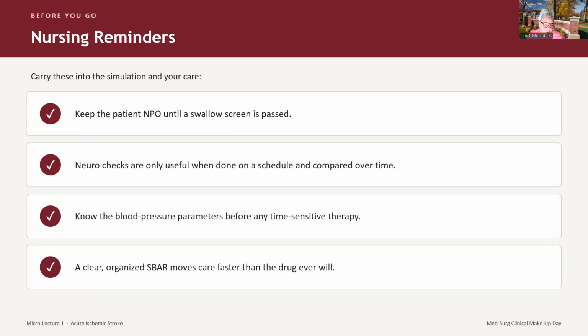And then you want to give a clear, organized SBAR because it helps move care faster than the drug ever will. Make sure that you say, the situation is that the patient has a new onset facial droop. They have arm drift. Their speech is slurred. They were, according to the family, 30 minutes ago, acting completely normal. And then all of a sudden they stopped in their tracks. And I looked at them and they had all this. So our last known well is 30 minutes ago.